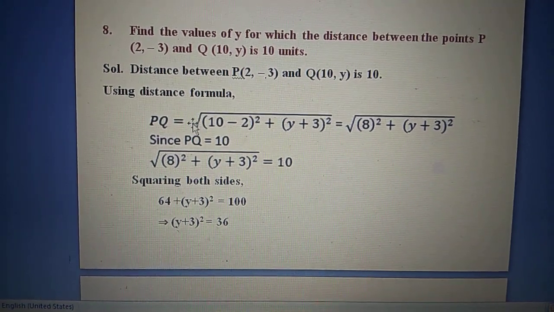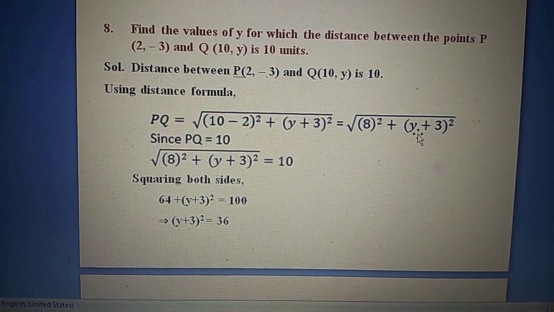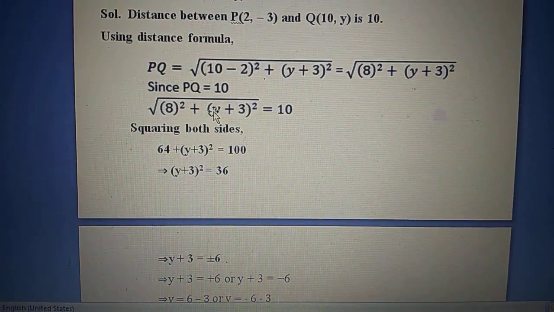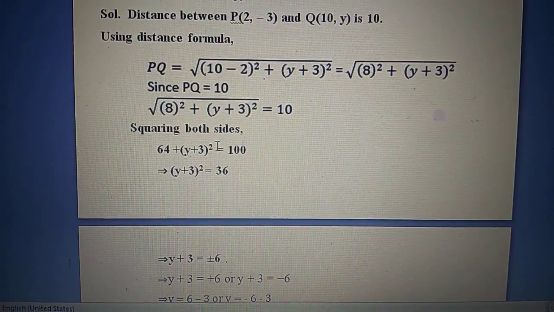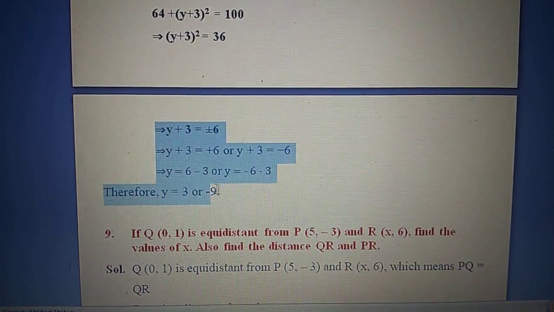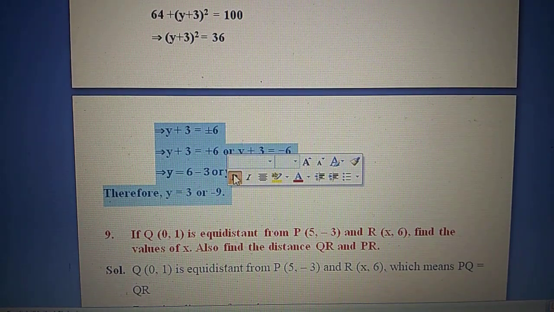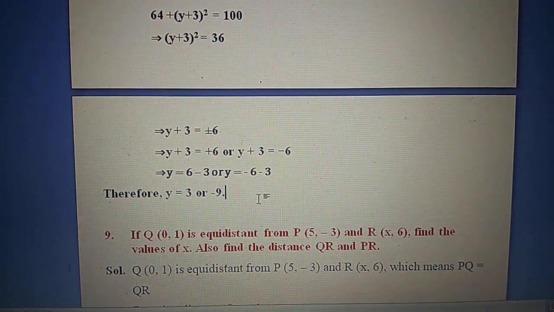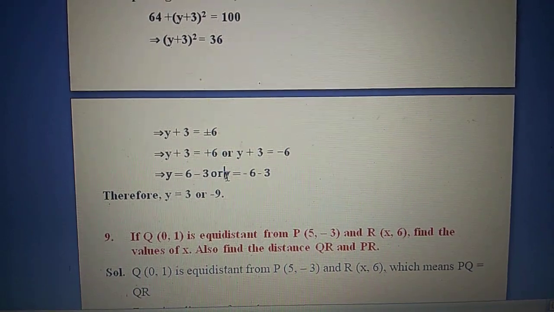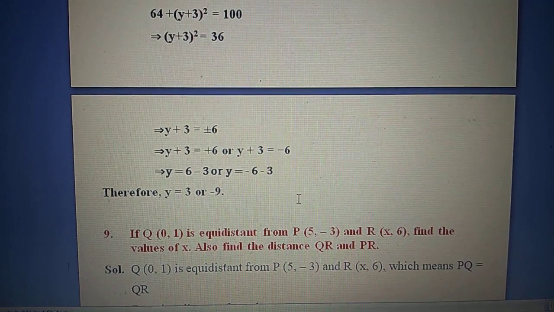Using the distance formula we can find PQ, which is under root 8 square plus (y plus 3) square. Since PQ is equal to 10 units, therefore under root 8 square plus (y plus 3) square is equal to 10. Squaring both sides and performing the required simplifications, we find that the value of y is either 3 or minus 9. That is, PQ is equal to 10 units for either y is equal to 3 or y is equal to minus 9.